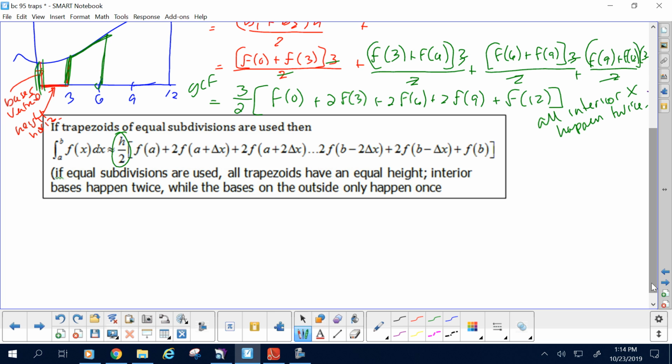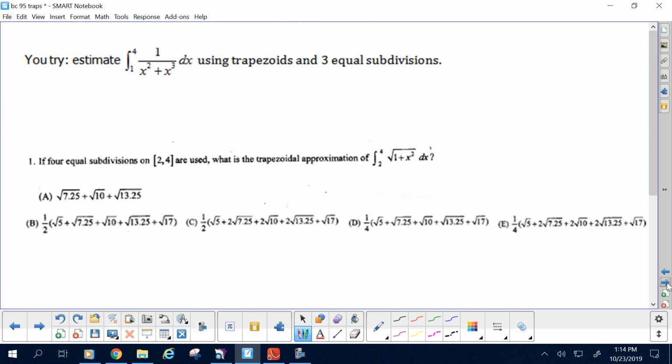Are we cool? Okay, so with that said, try this one on your own. You do not have to do all that separate trapezoid work. You can go straight to the factored out, greatest common factor, double interior values.